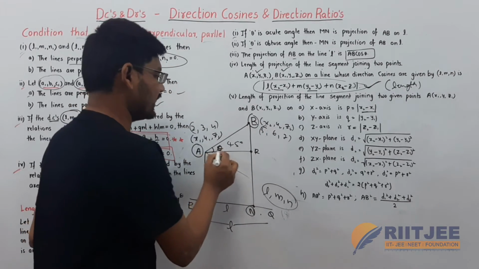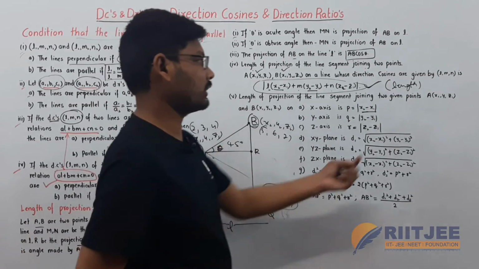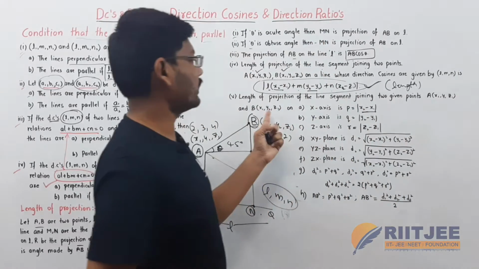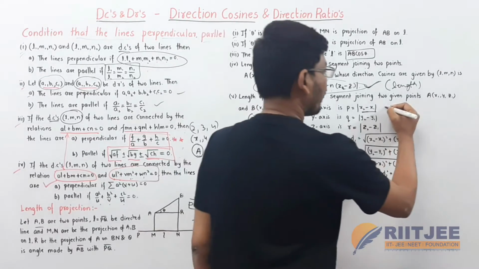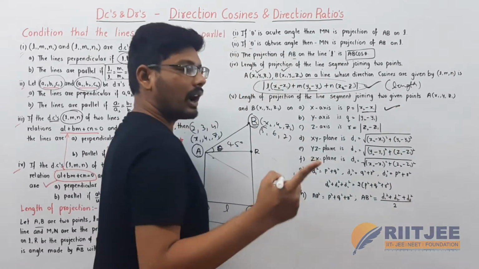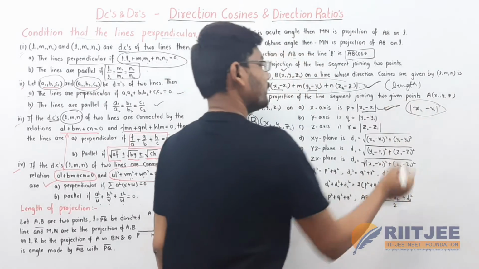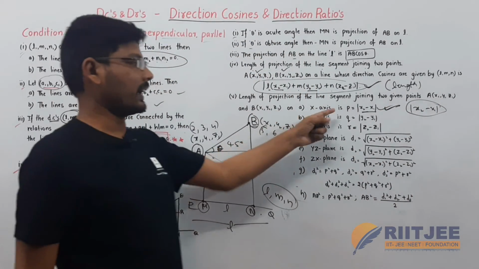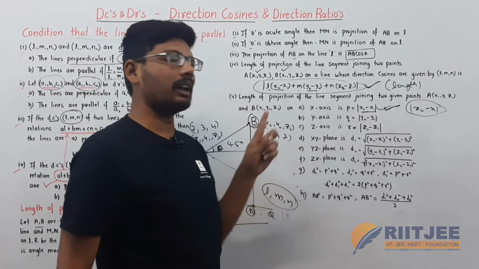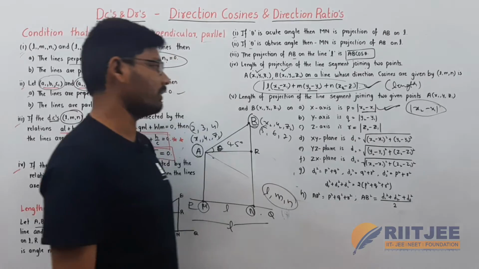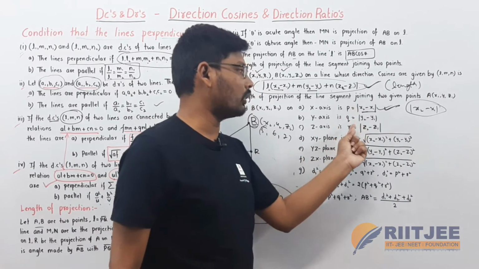So this is the angle theta here. If you have the points A and B, that is x1, y1, z1 and x2, y2, z2 of a point B here. On the x-axis the length will be P, the modulus of x2 minus x1. This is a formula to remember. The projection length on the x-axis, that is P, is equal to x2 minus x1. Similarly on the y-axis, that is Q, equal to y2 minus y1, and on the z-axis, that is R, equal to z2 minus z1.